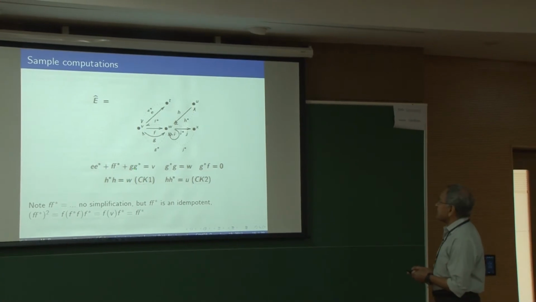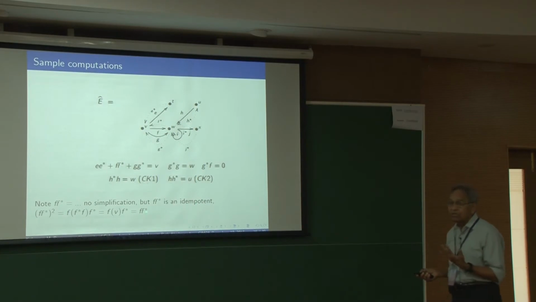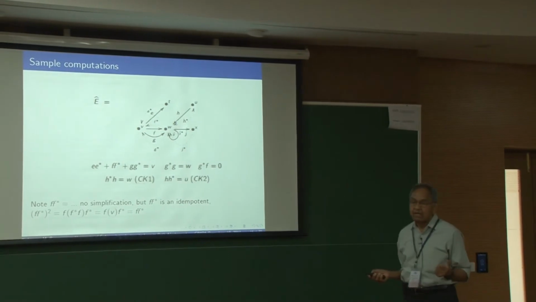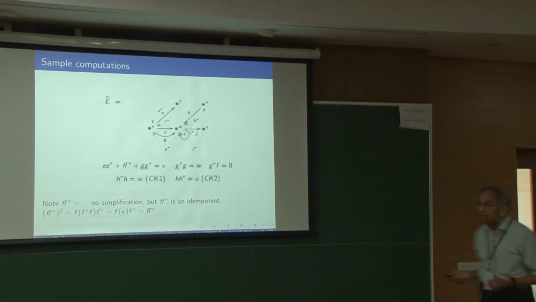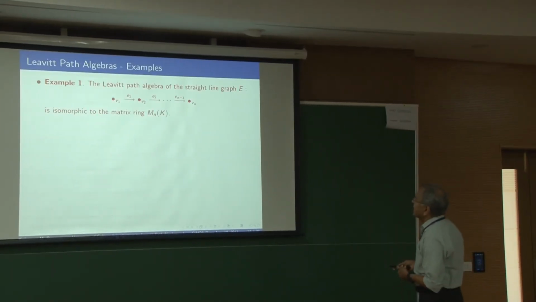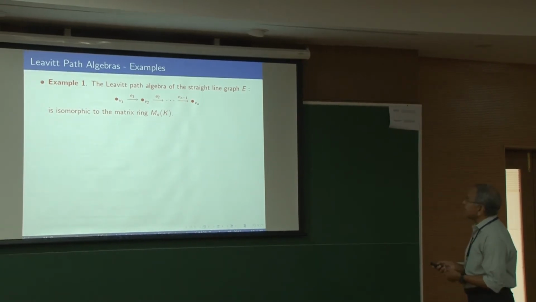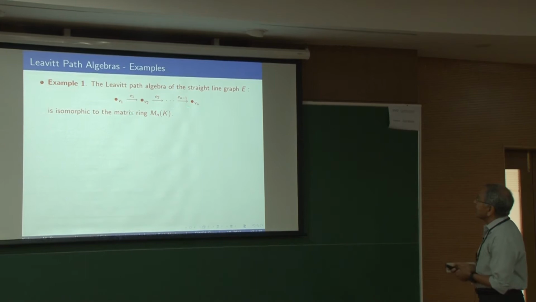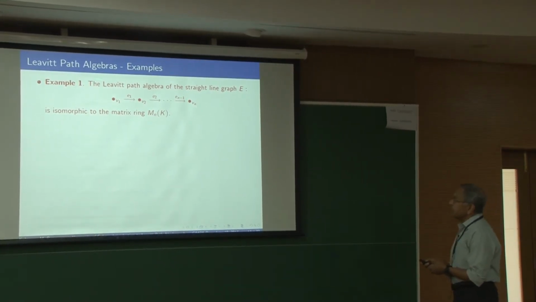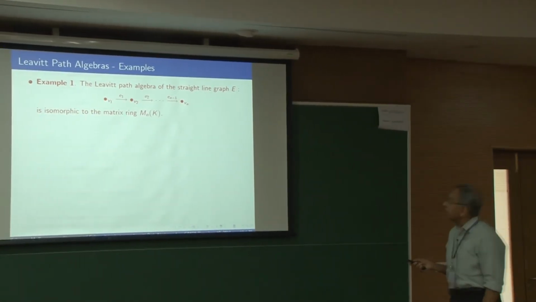On the other hand, if you just take F F star, it is an idempotent. This is one of the ways of manufacturing idempotents in Leavitt path algebras. This comes in very handy and makes it a ring with lots and lots of idempotents. Let me have some examples here. Consider the graph that consists of a single line segment containing n vertices. Now the Leavitt path algebra of this graph is isomorphic to the ring of n by n matrices.